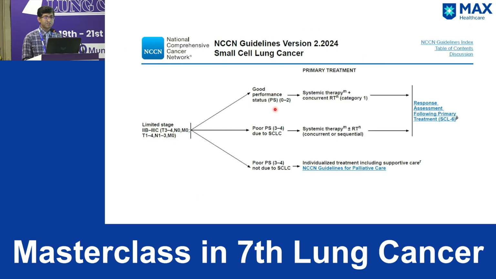Good performance status and poor performance status are also important factors to guide the treatment paradigm. Good performance status patients should go for systemic therapy and concurrent radiation for stage 2B to stage 3C non-metastatic disease. For poor performance status 3 to 4, start with systemic therapy, and once the performance status improves, you can consider concurrent or sequential radiation. It is always better to add some form of radiation if the patient's performance status improves. For very poor performance status patients who are not fit for any kind of treatment, you can individualize the treatment, either to best supportive care or palliative care.